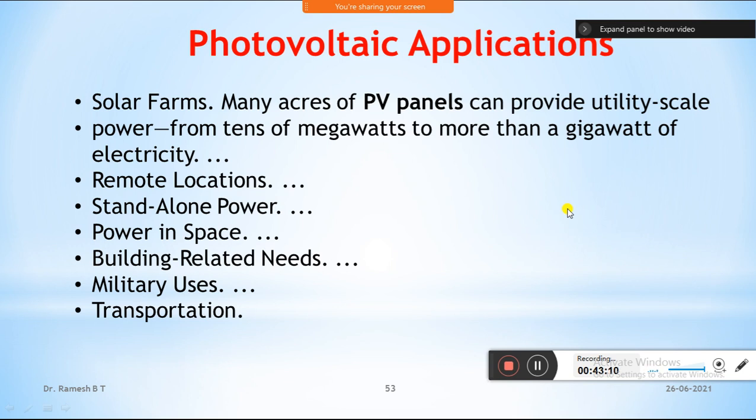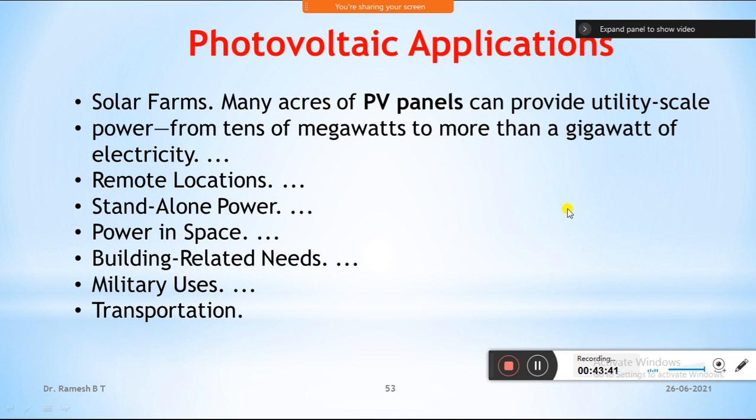And these solar panels are easily placed in remote locations where we cannot supply the electric energy from the electric grid. In those situations, we can easily place solar panels and generate electricity in the remote areas. Then standalone power: it can stand alone and we can generate the power. It won't need any moving parts, and it won't need any maintenance.